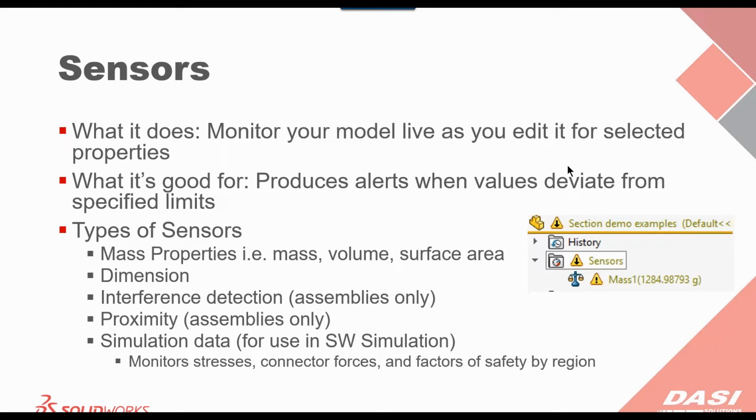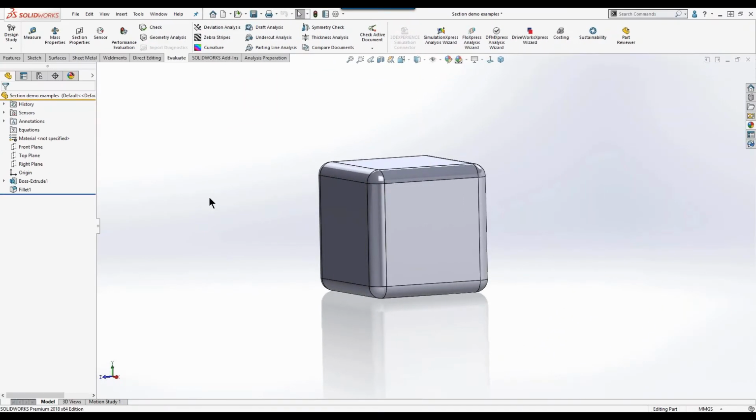There's a variety of types of sensors, things like mass properties, so you can do sensors for mass, volume, surface area, specific dimensions. We can have a sensor for interference detection, of course on assemblies only, proximity on assemblies only, and then probably the one that they're mostly used for in most applications is simulation data. So in SOLIDWORKS simulation, those are things like monitoring stress, connector forces, and factor of safety regions. So if you put a specific stress limit on a specific area, you'll get a notification if your simulation violates that stress limit, right? So let's take a look at this example here.